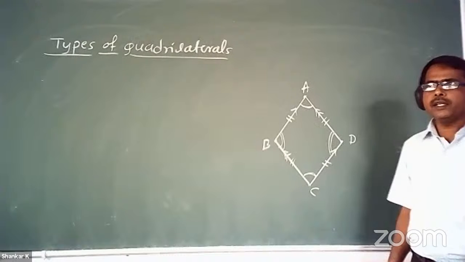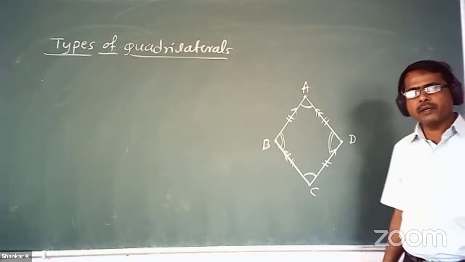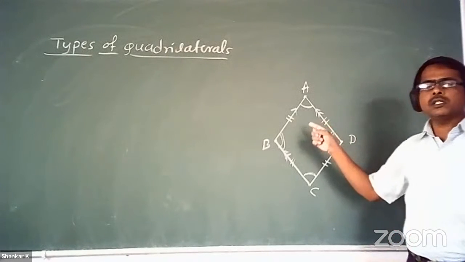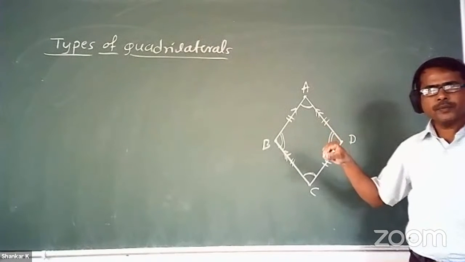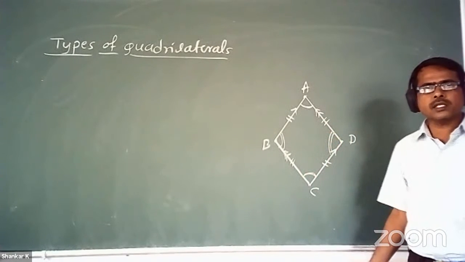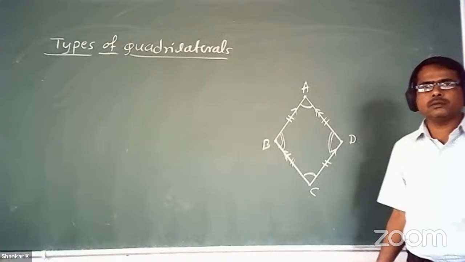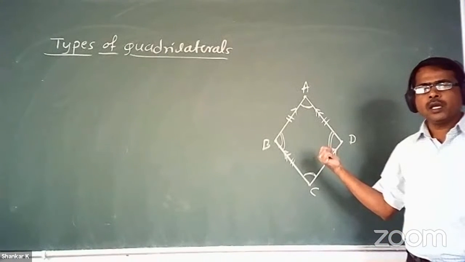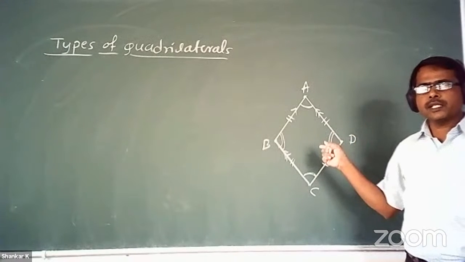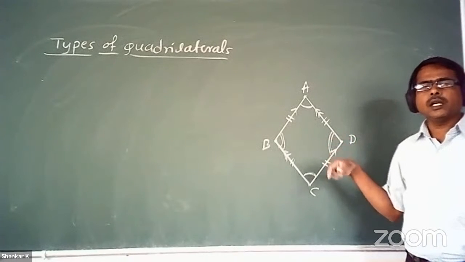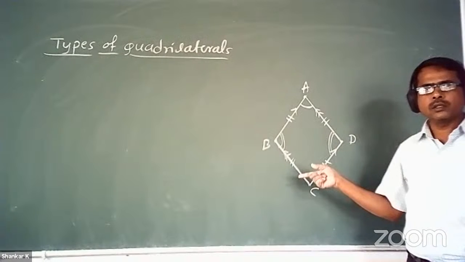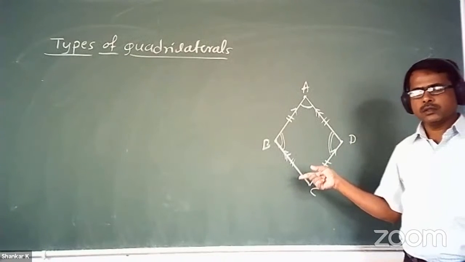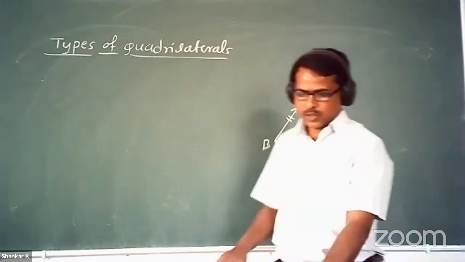Then in terms of parallelogram, how can we define? A rhombus is a parallelogram in which all sides are equal and opposite angles are equal. Understanding? That is a rhombus.